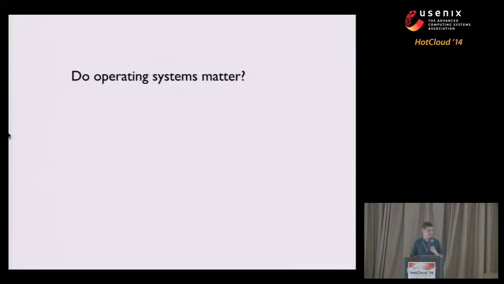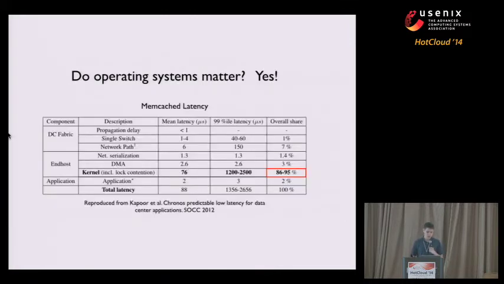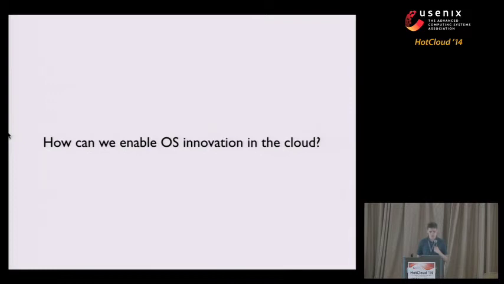And so we asked the question, do operating systems even matter in the cloud? And I wouldn't be here if I didn't think that that was the case. Recent research shows, for Memcached, 90% of the time is being spent in the kernel. And this is pretty typical of a lot of different applications in cloud computing. So we wonder, how can we enable OS innovation in the cloud?